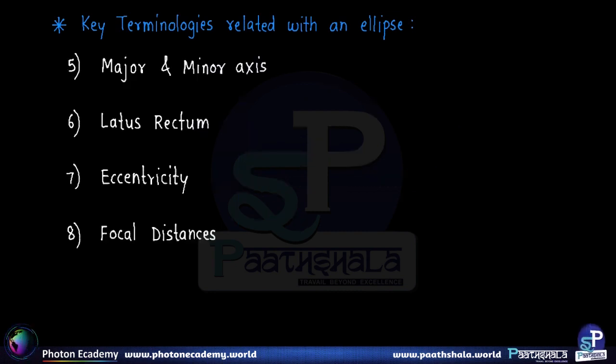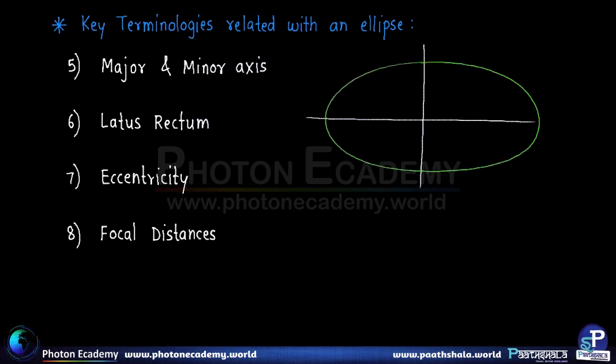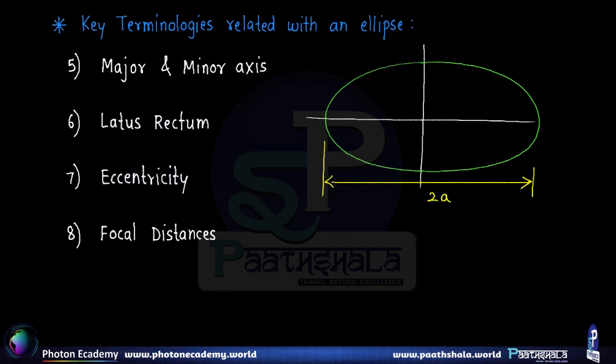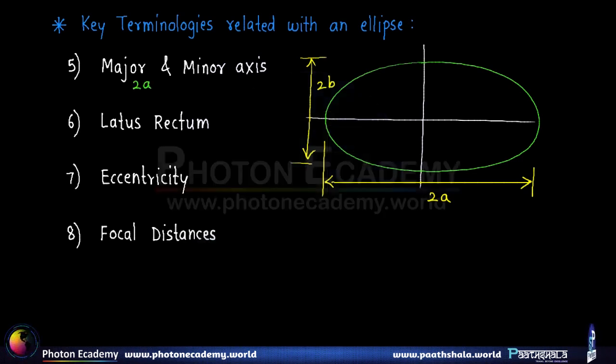Next we have major and minor axis of the ellipse. So once again here we have the ellipse. The major axis is the whole length between the two vertices of the ellipse. Clearly it is nothing but 2a, because we know individually the distance is a. And the minor axis is the length between the other two extremities on y-axis. So that is nothing but 2b. Therefore for the horizontal ellipse, the length of major axis is 2a and length of minor axis is 2b.